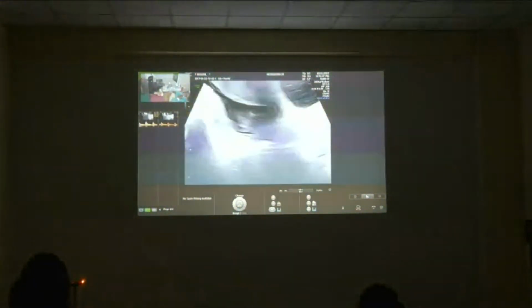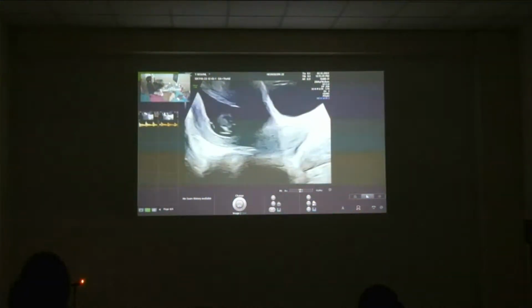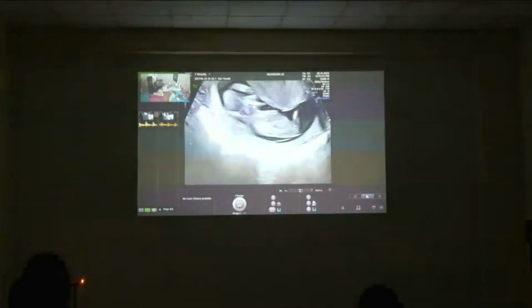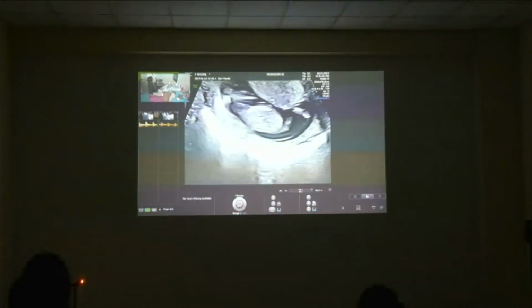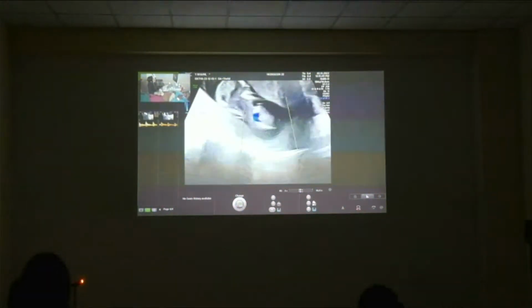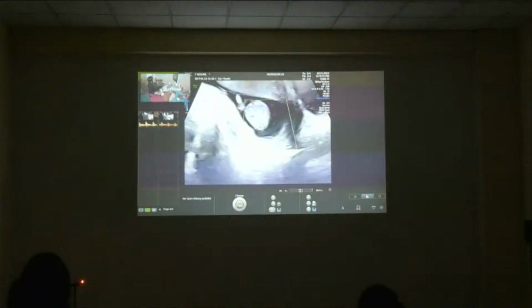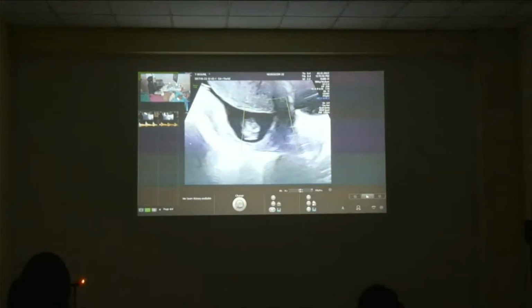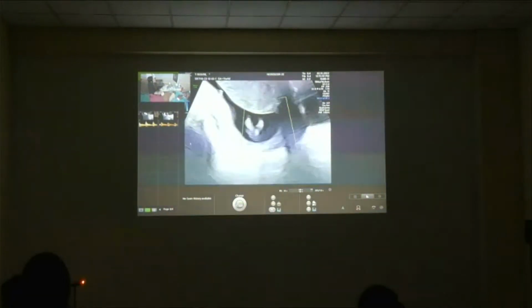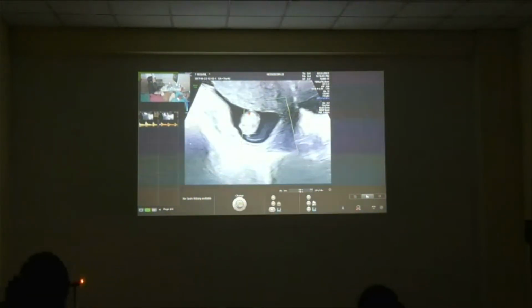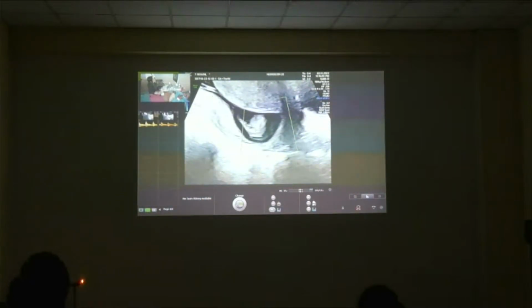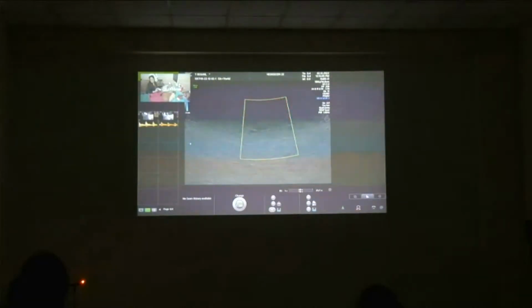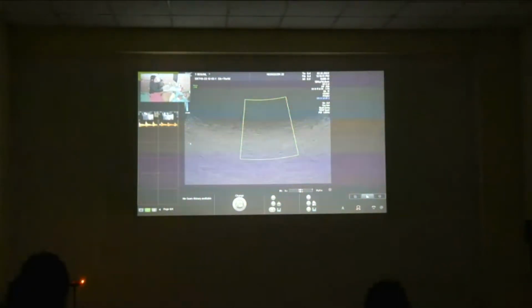Okay. Look at the cervical length. So this is normal. See the two uterine arteries. Let's do a TPS.